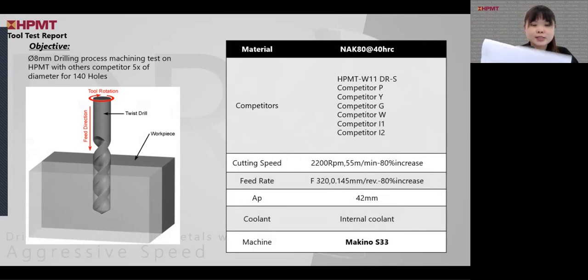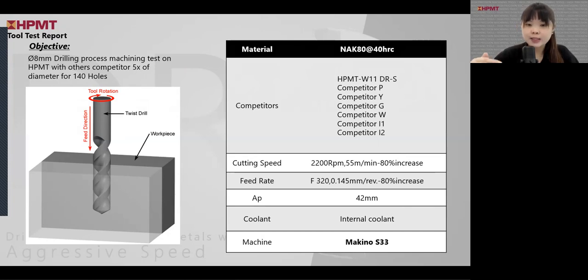Okay, this is the slide showing the setup that we are using for this test. The tool that we use is our W11 diameter 8 drill. What we want to do is, on this NAK80 with a hardness of 40 HRC, drill 140 holes.